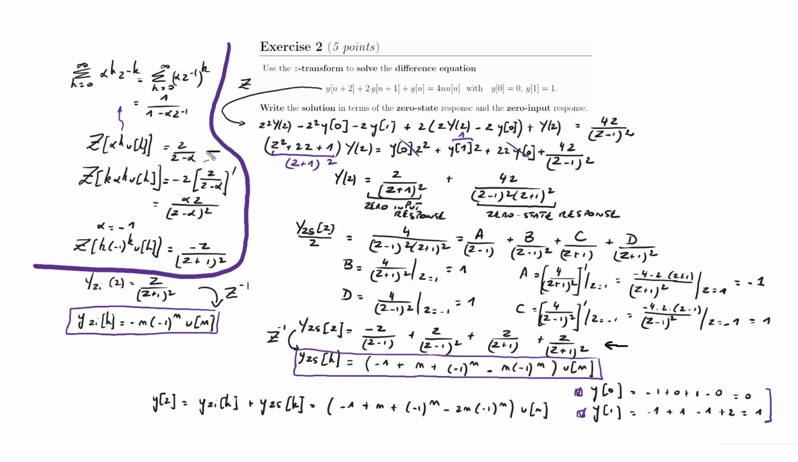You just have to plug in the right values of alpha in these two expressions, and then it's easy to take the inverse Z transform and you obtain the zero state response. If you want the response of the difference equation, you have to sum the zero input response and the zero state response, and what you will obtain is this expression over here. As usual, what you should do is, of course, check if this solution meets the initial conditions. If you do so, you will see that this is indeed the case.